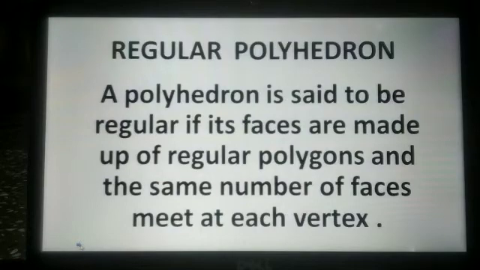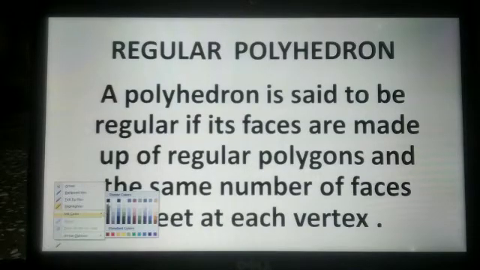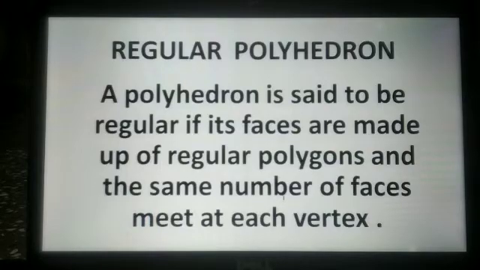Now, what is regular polyhedrons? A polyhedron is said to be regular if its faces are made up of regular polygons and the same number of faces meet at each vertex.